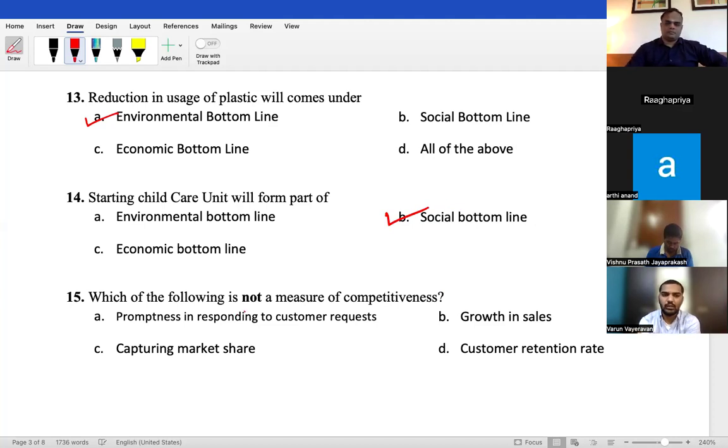Sir, why can't this be economic, sir? What, pa? Economic bottom line is for increasing the profit. This is taking care of the people. Okay, but doesn't it come under the profit motive, sir? Primarily, we are taking care. It could have come without looking at that, no?